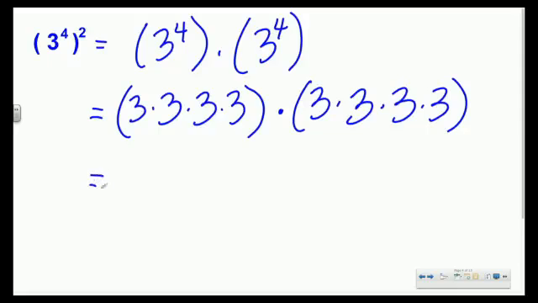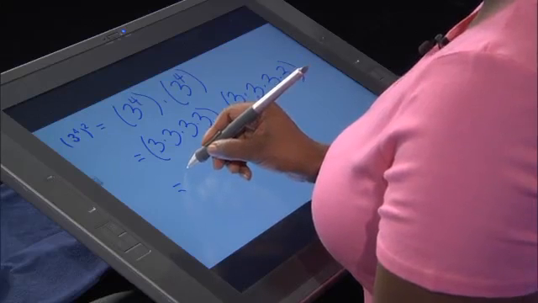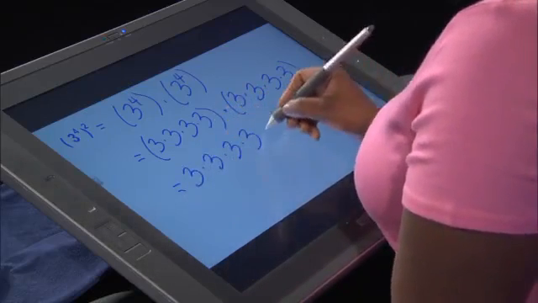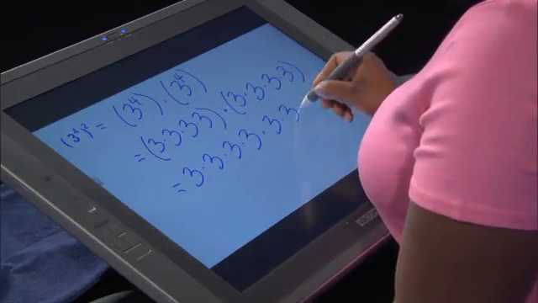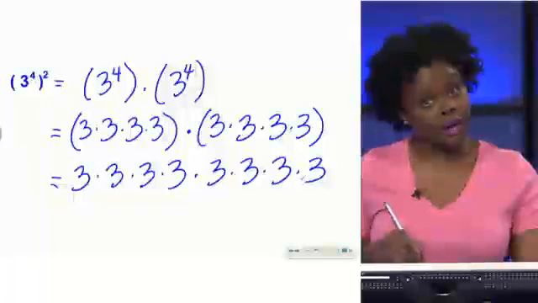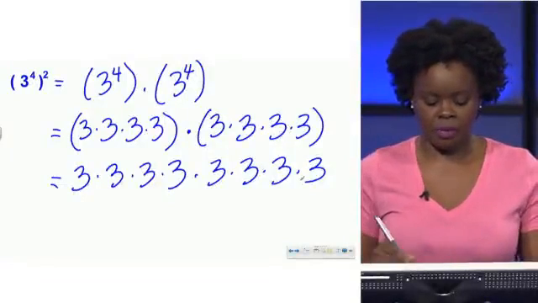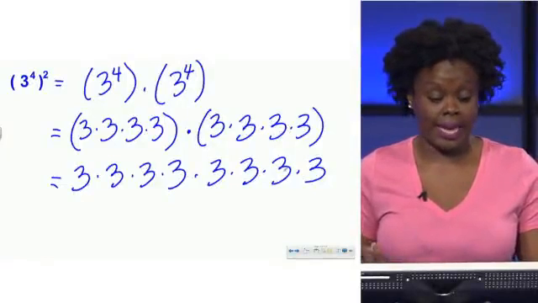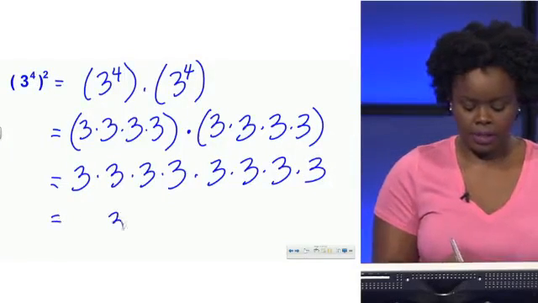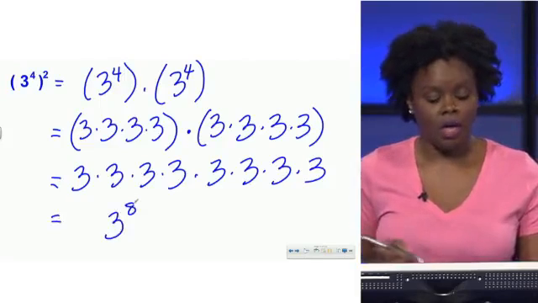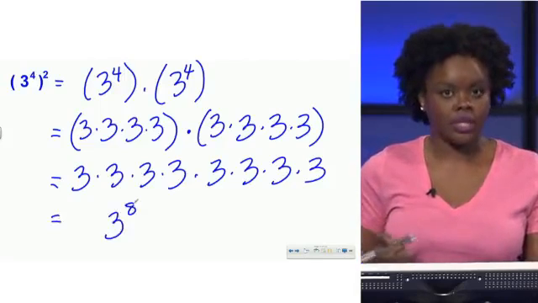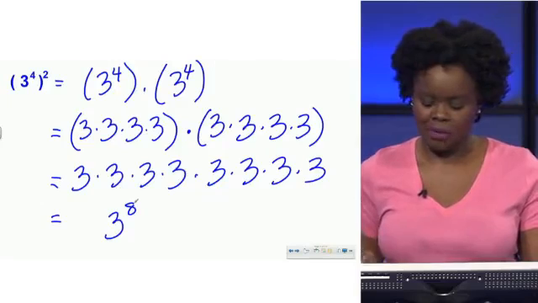Now I'm going to scrap those parentheses and just look at all these 3s and see how many I've got. I've got 1, 2, 3, 4 here, multiplied by another 1, 2, 3, 4 over here. So how many 3s am I multiplying together? Let's count them out: 1, 2, 3, 4, 5, 6, 7, 8. So I could represent this as 3 to the 8th. So 3 to the 4th raised to the second power is the same thing as 3 to the 8th. Let's keep going. I wonder if you've noticed the pattern yet. If not, don't worry about it.